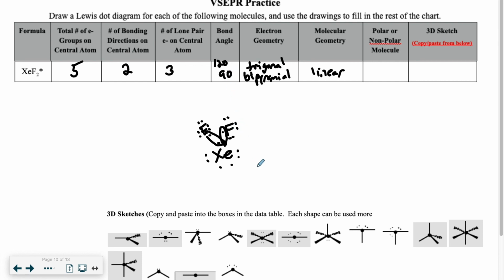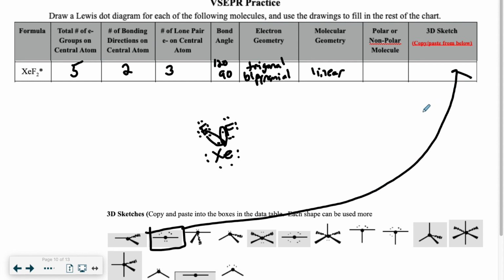All right, now for picking out my picture, I should have a straight line with lone pairs that are all around it. And actually, it might not be, oh, nope, there it is. It's right here. I thought it might have gotten cut off onto another page. So this is what we're going to copy and paste into our 3D sketch.